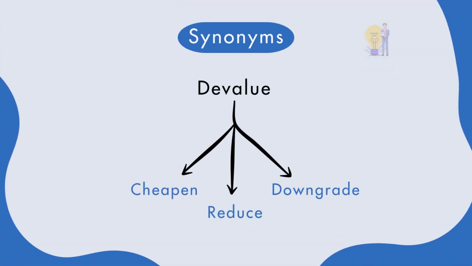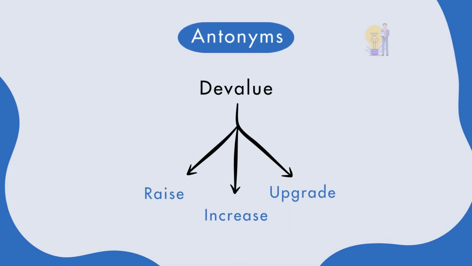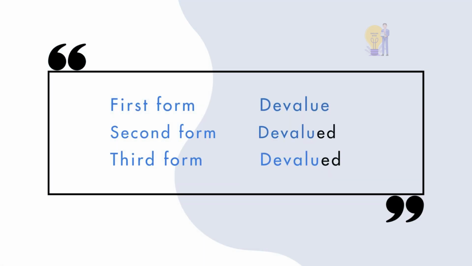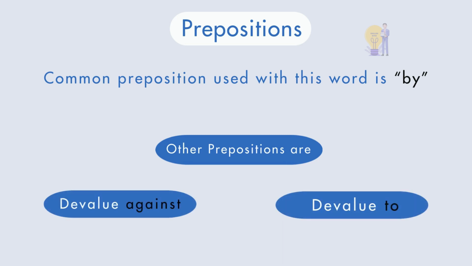Synonyms of devalue are cheapen, reduce, downgrade. Antonyms are raise, increase, upgrade. The first form is devalue, the second form is devalued, and the third form is devalued. Common preposition used with this word is by. And the other prepositions are against and to.